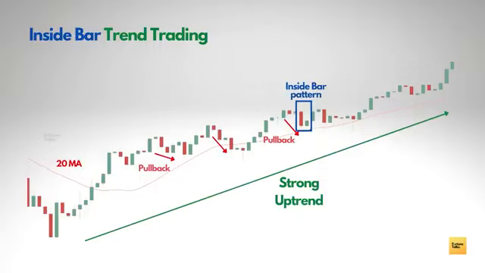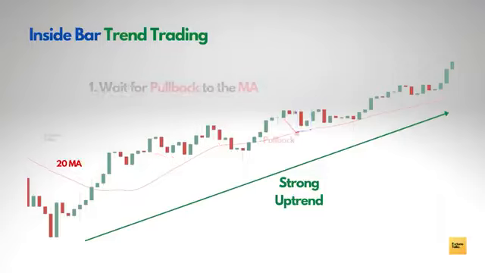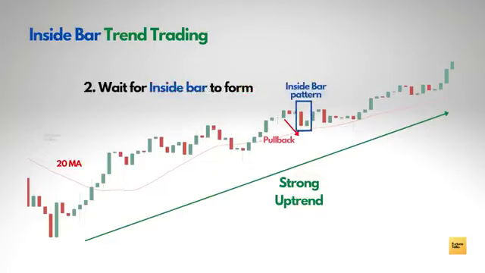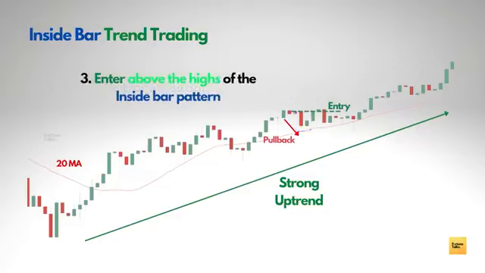Now here's how you can approach the trade when you are going long on the market. Now as we have mentioned, the price is in a strong trend, that is, the price is above the 20 moving average. We have to wait for a pullback to occur. And if the pullback has occurred, we have to wait for an inside bar to form. And if the inside bar is also formed, then you can go long when the price breaks above the high of the previous candle of the inside bar.